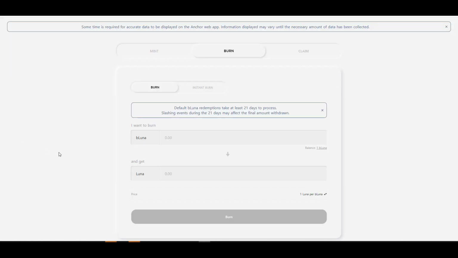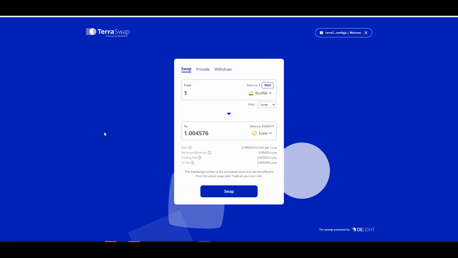Before I show you guys how to collateralize your BLuna, I just wanted to show you guys real quick how to get your Luna back. If you wanted to use the app itself, you'd have to burn your BLuna, but you would have to wait at least 21 days in order for it to process. Or you could come over here to TerraSwap and just exchange your BLuna for Luna.